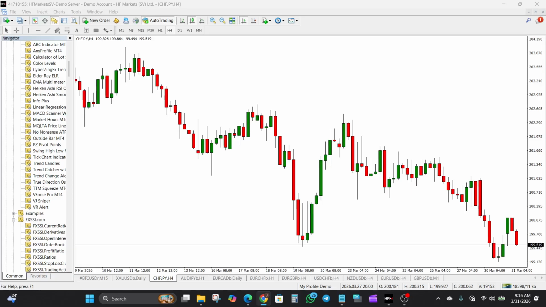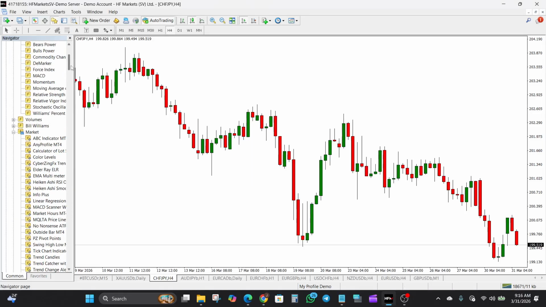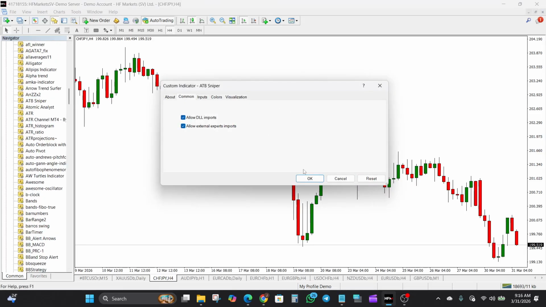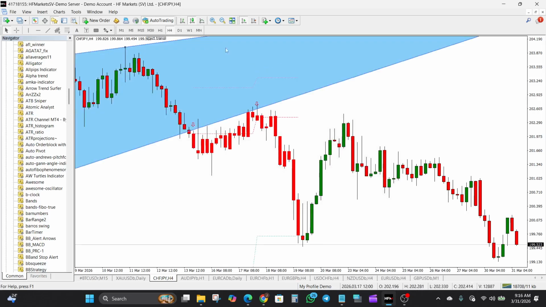Let us start by adding the indicator to the chart. Okay, so here we go. This is the ATB Sniper Indicator.